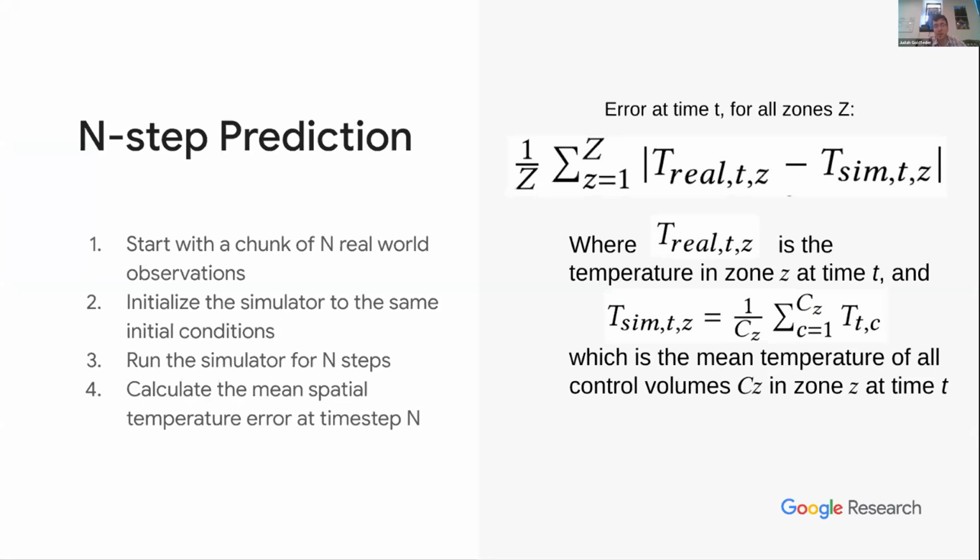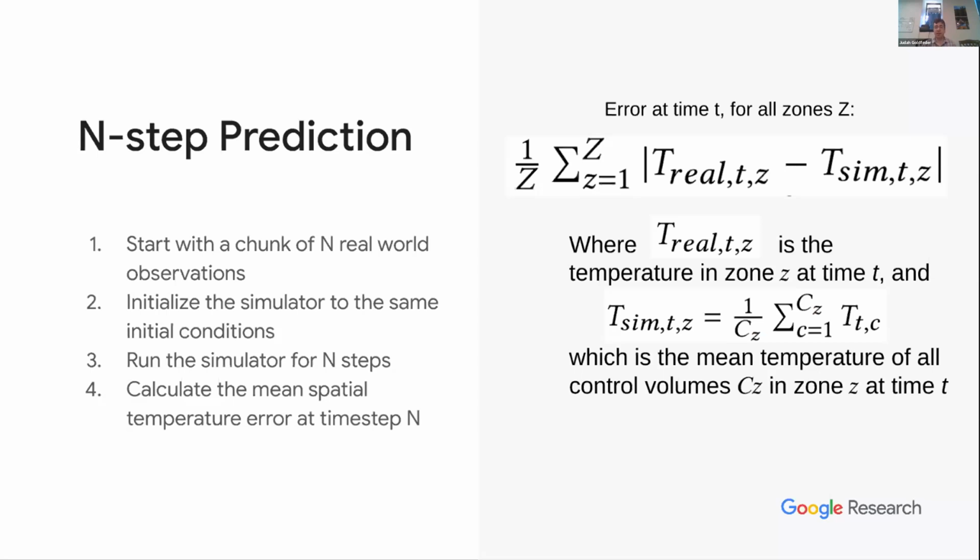Maybe it looks more complicated here than it really is. Let's go through it. We start with a set of n real-world observations. In this case, we took n to be, I believe, 144. Each of these is 5 minutes, roughly 6 hours. And then we initiate the simulator to match the initial conditions of the first observation. We then run the simulator for all of these steps. In our experiments, this was 6 hours total.